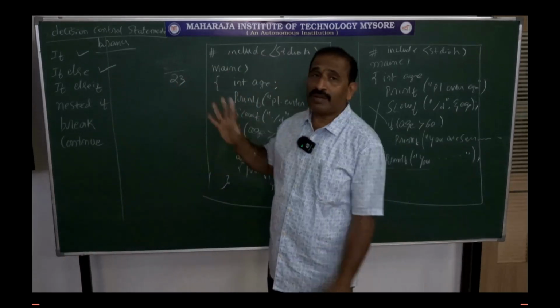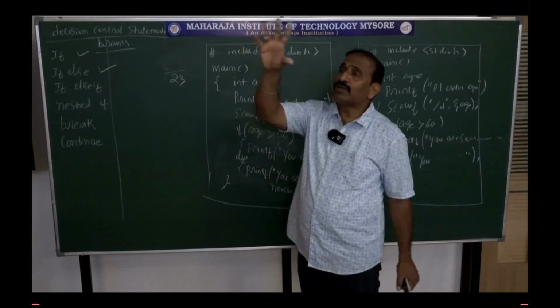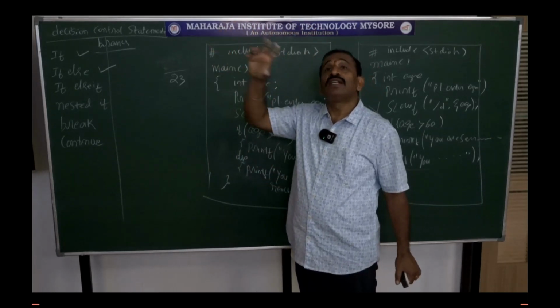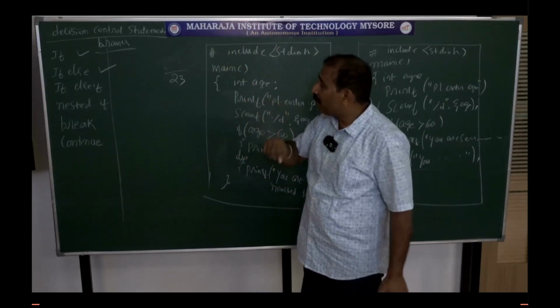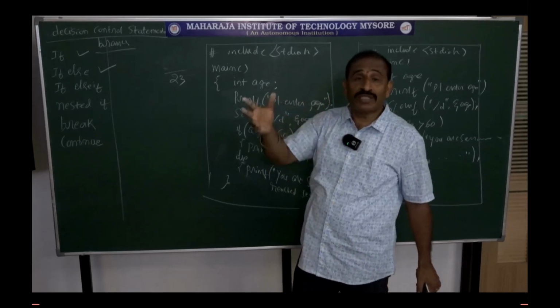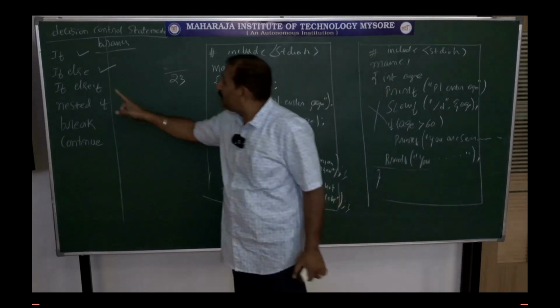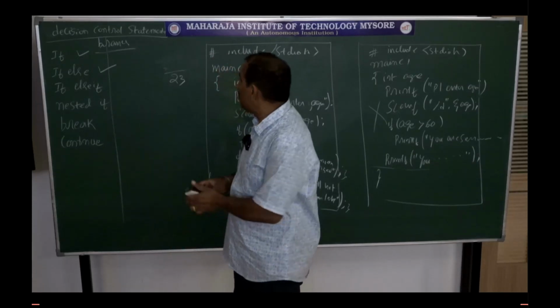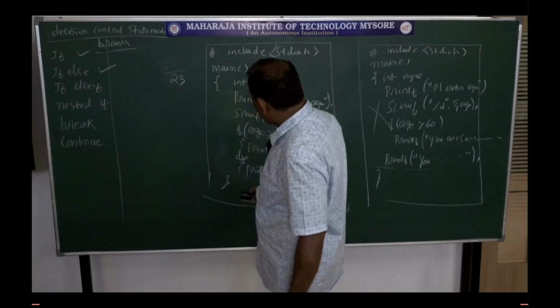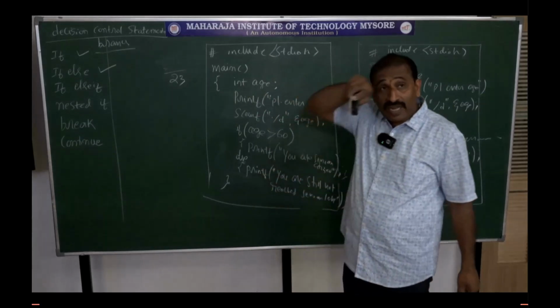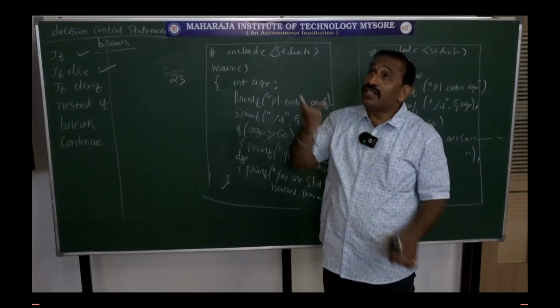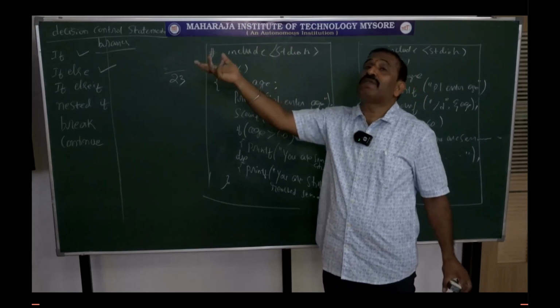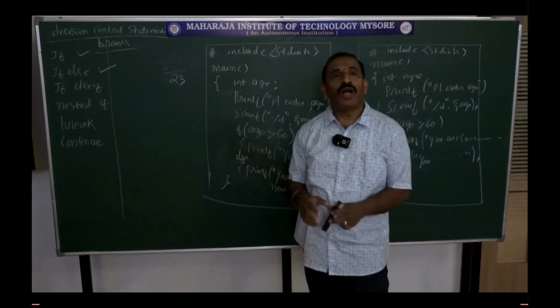Mostly in your programming language, when you are writing, you will be using this if else. In some cases you will be using if else if also. If else if is also being used. It means that in the else itself you can have another if along with this.